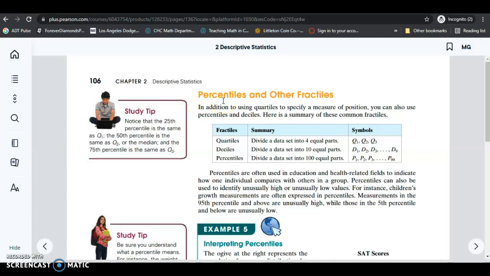Essentially a percentile divides a data set into 100 equal parts. So the number of percentiles is going to be 99, right? From the first percentile all the way to the 99th percentile. So you need 99 percentiles to divide the data set into 100 equal parts.